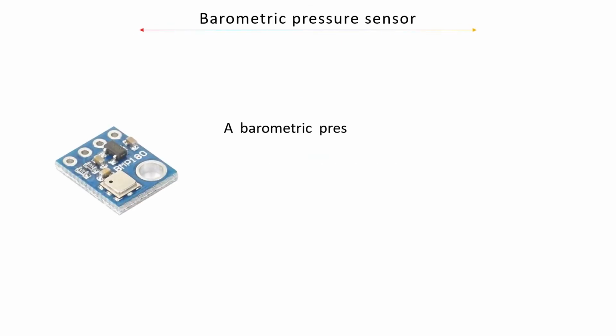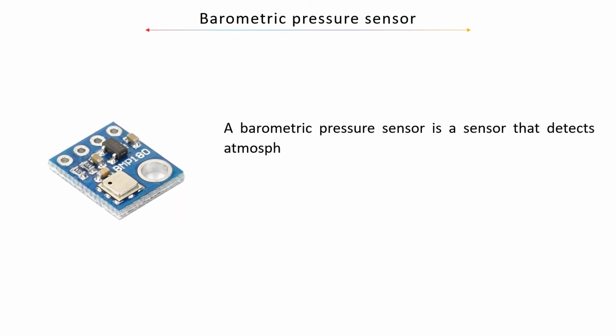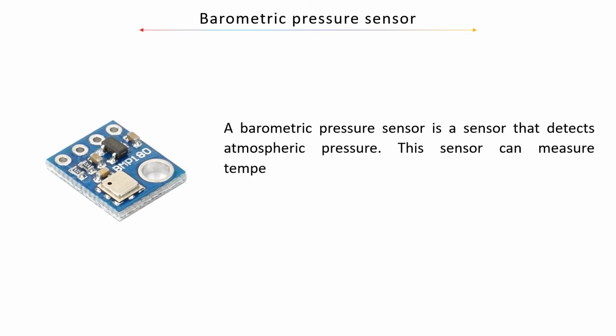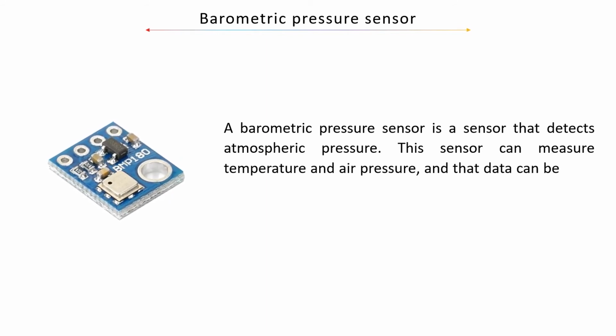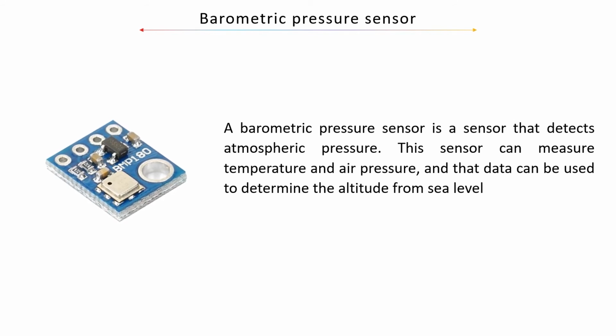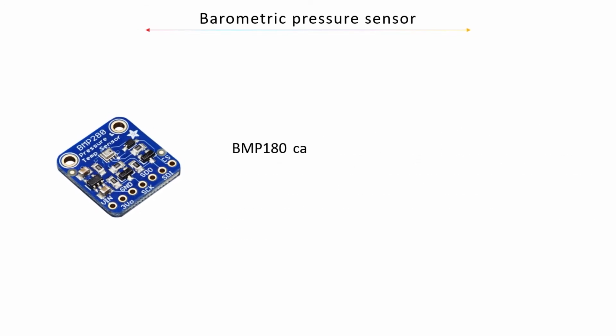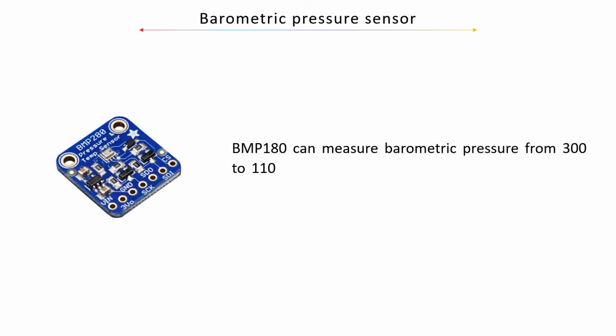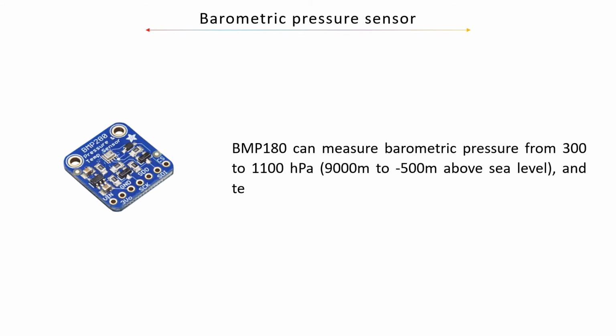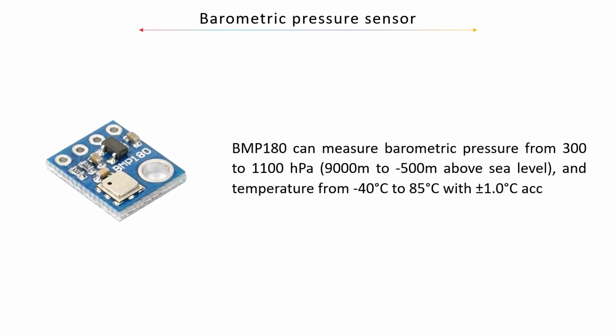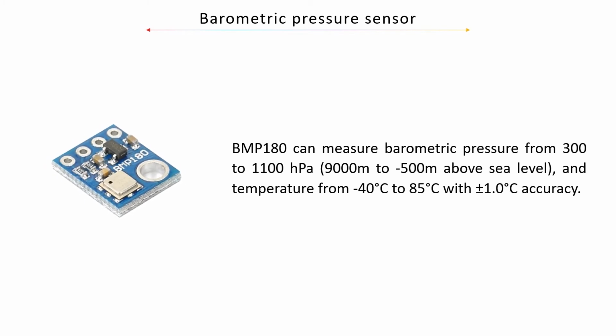Barometric pressure sensor. A barometric pressure sensor is a sensor that detects atmospheric pressure. This sensor can measure temperature and air pressure, and that data can be used to determine the altitude from sea level. It is generally called the BMP180 barometric pressure sensor. The BMP180 can measure barometric pressure from 300 to 1100 hPa, which is minus 500 meters to 9000 meters above sea level, and temperature from minus 40 degrees Celsius to 85 degrees Celsius with plus or minus 1 degree accuracy.